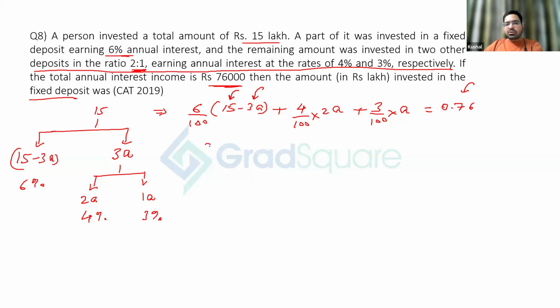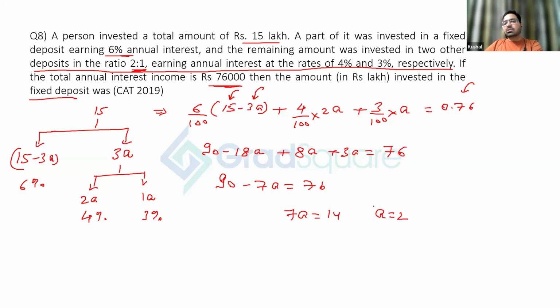Okay. So 6 into 15, that's 90, 6 times 3A is 18A, 4 times 2A is 8A, and 3A over here. And that's 100 taken on the other side. That makes it 76. Every term had 100 in it, right? So just solve this. 90 minus 7A is going to be equal to 76. 7A is going to be equal to 14 and A is going to be equal to 2.